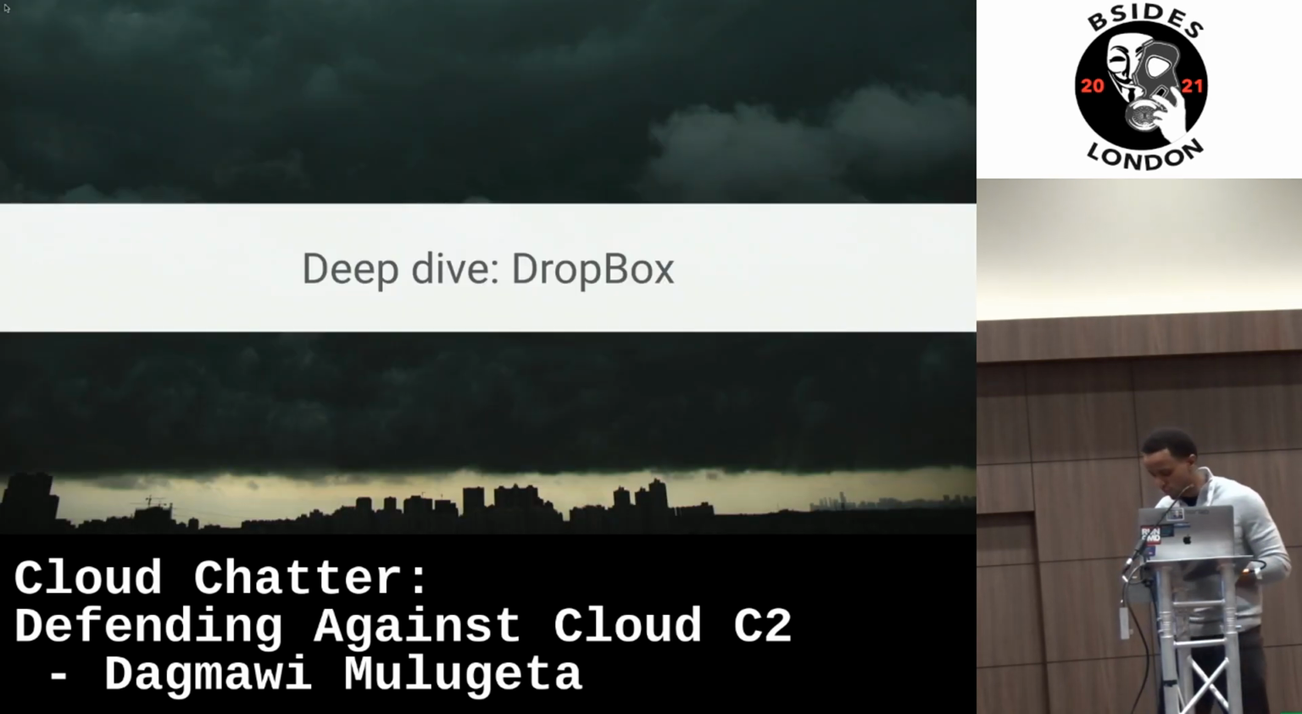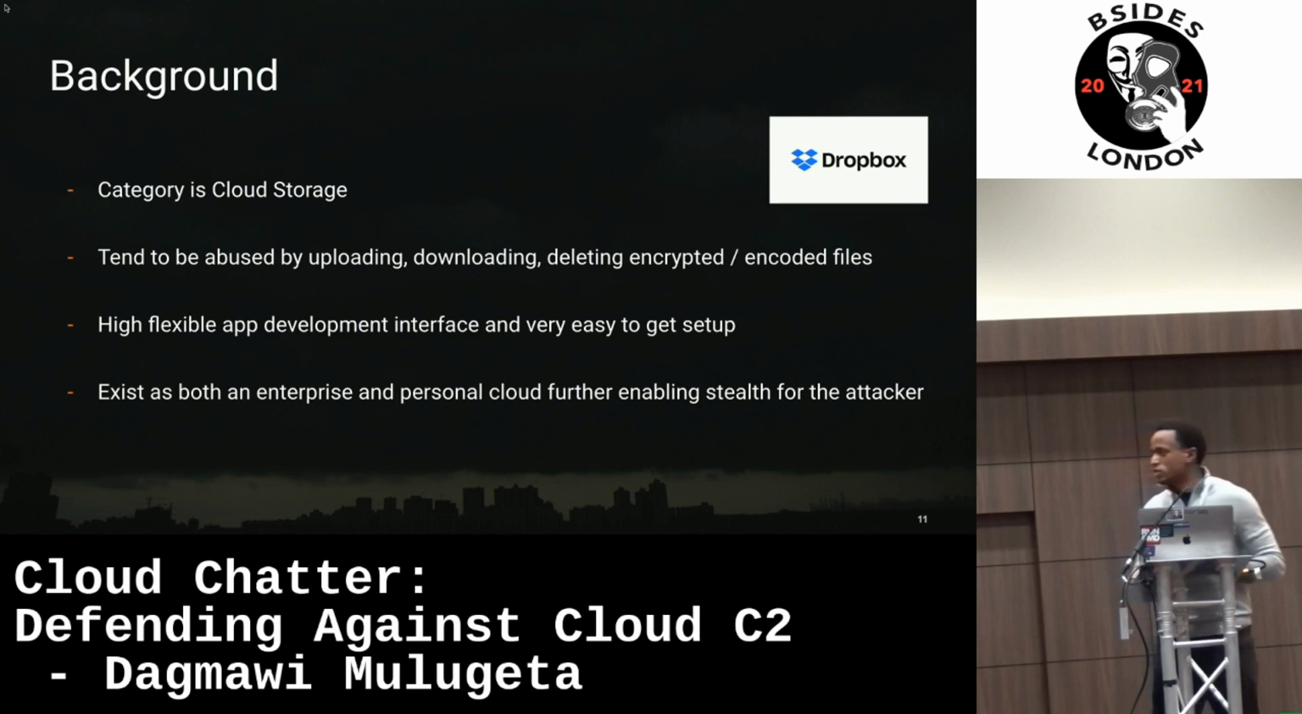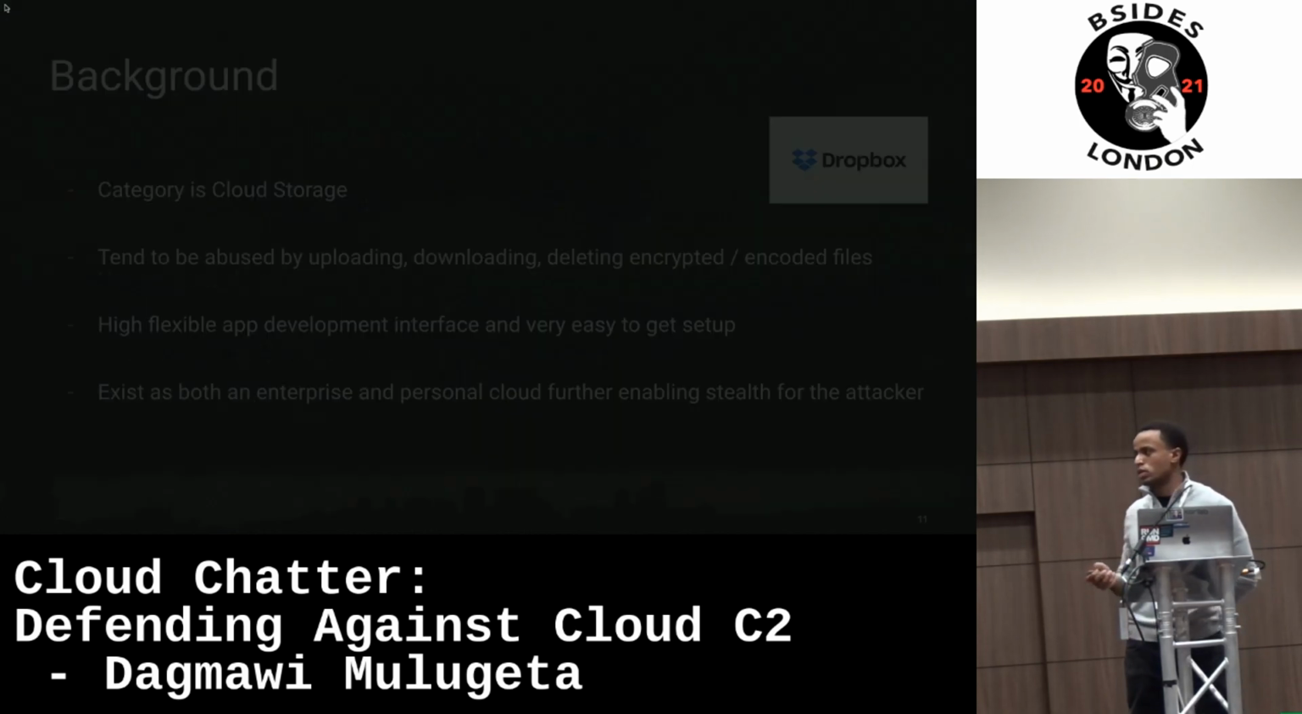Cool. So let's start the deep dive with Dropbox. Dropbox is a cloud storage app, and like most cloud storage apps we've seen, they tend to be abused by uploading, downloading, and deleting encrypted and encoded files. This cloud app provides a very flexible app development interface, and you can get set up quite quick. And as a bonus for the attacker, it exists as both an enterprise and personal cloud. So if you're going after a company that may be an enterprise level customer of Dropbox, as an attacker, you're that much more enticed to use this app for command and control.